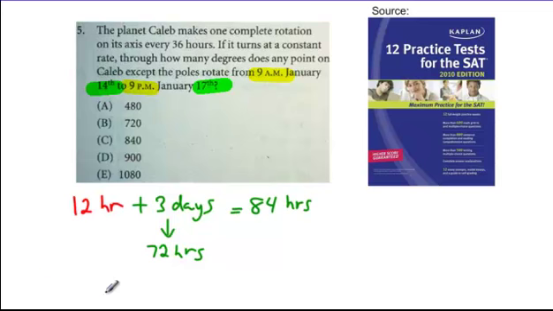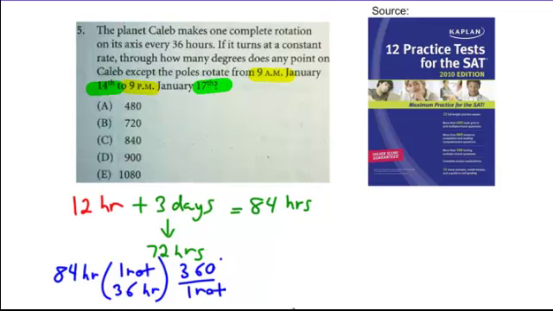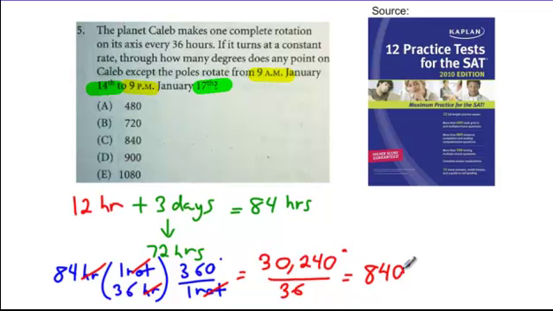We can take that and multiply it by the fact that there's 1 rotation every 36 hours. Then we can throw in the fact that there's 360 degrees in 1 rotation. Hours cancel with hours, and rotations cancel with rotations. Multiplying across the top, we have 84 times 1 times 360, which comes out to 30,240, and the only unit left is degrees. Across the bottom, we have 1 times 36 times 1, which is just 36. 30,240 divided by 36 is 840 degrees. So in the amount of time that they gave us, the planet rotates 840 degrees.